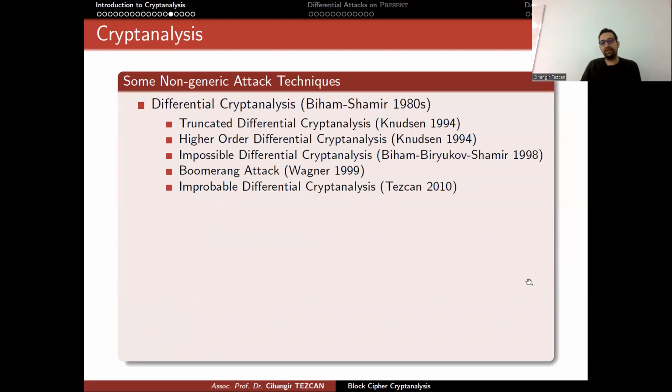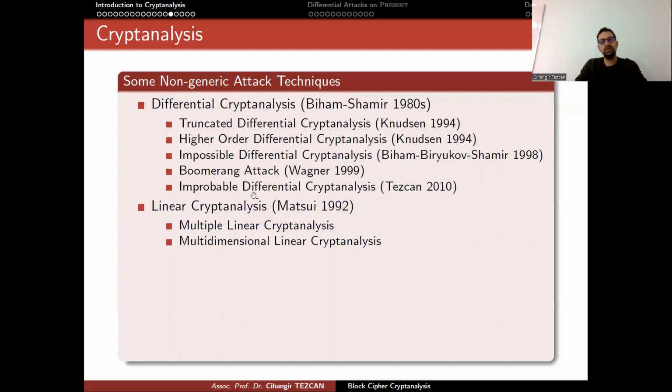So there are a lot of non-generic attacks. For instance, in the 1980s, Biham and Shamir discovered differential cryptanalysis. Secrecy agencies knew it before, but in academia, this was the first announcement of this technique. And people modified this attack type in many different ways. So we have truncated differential cryptanalysis by Knudsen in 1994, or one of my favorites, impossible differential cryptanalysis, again by Biham and Shamir, but this time with Biryukov in 1998. And this attack also showed that NSA didn't know this attack because they found a very good attack on the Skipjack block cipher, which was designed by NSA.